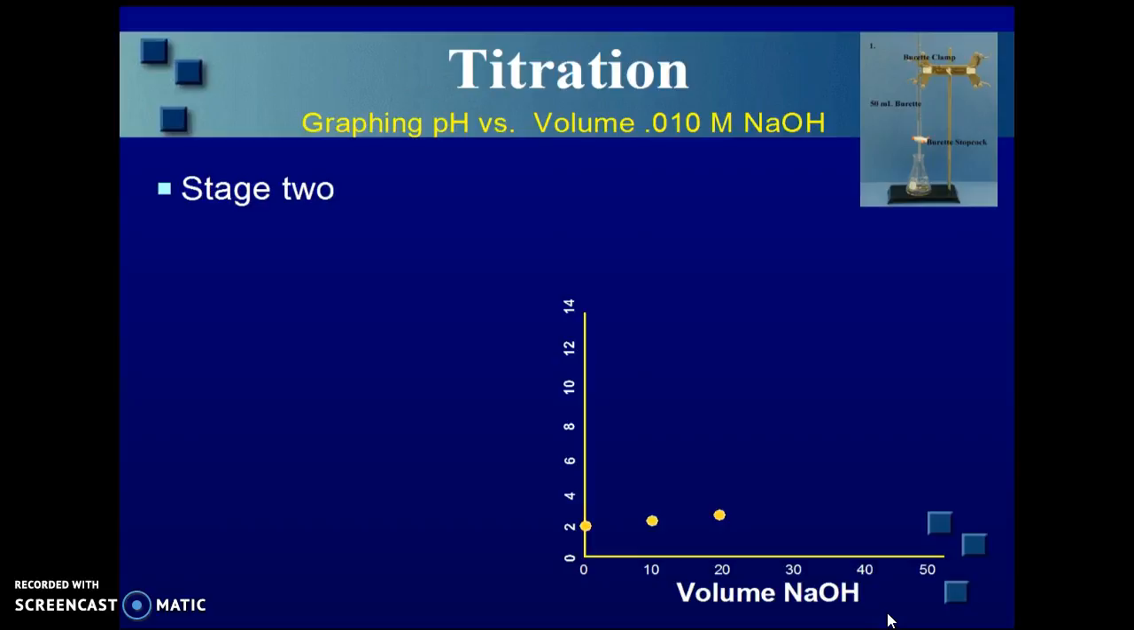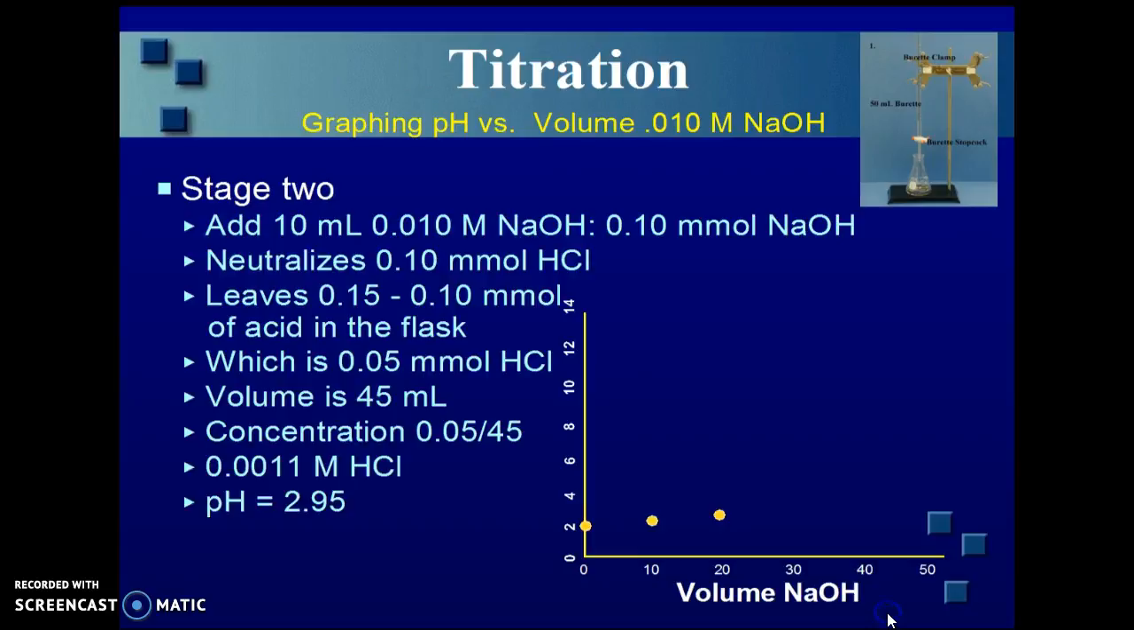In stage 2, we add another 10 milliliters of base. That's 0.1 millimoles of sodium hydroxide, which neutralizes the next 0.1 millimoles of the acid, leaving, as you can see from the calculation, 0.05 millimoles of acid, and now we have 45 milliliters of this diluted acid. Concentration 0.05 over 45 milliliters is 0.0011 molar. The pH is now 2.95.